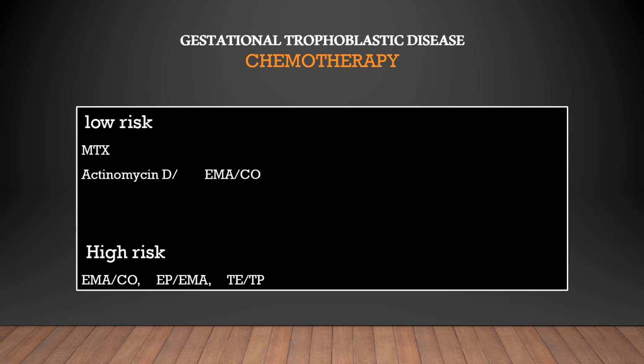In the low risk category, we advise the patient initially on methotrexate. Methotrexate is an antifolate anti-cancer drug and it treats the condition very effectively. Here in the low risk, a 100% successful rate has been seen. Initial management is given in the hospital because the patient may bleed. But if the patient does not respond to methotrexate, then what do we advise? We advise actinomycin D.